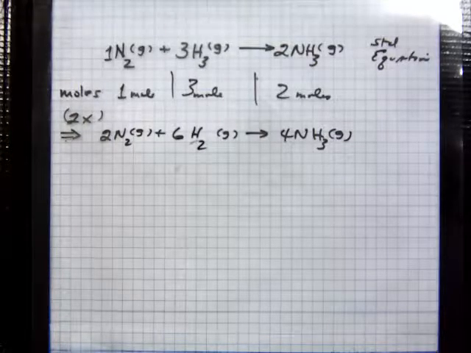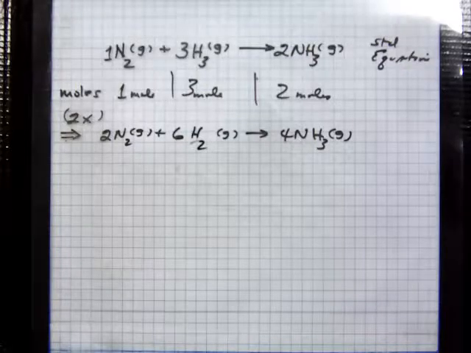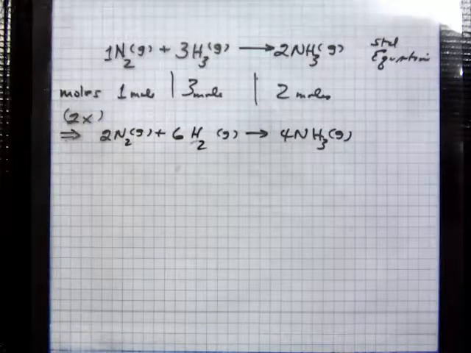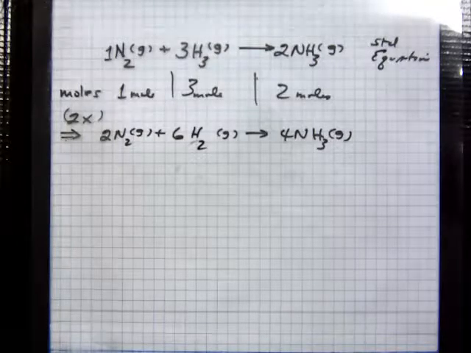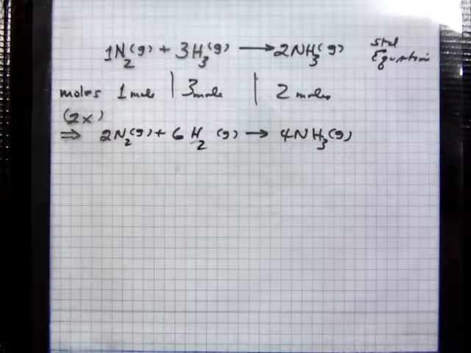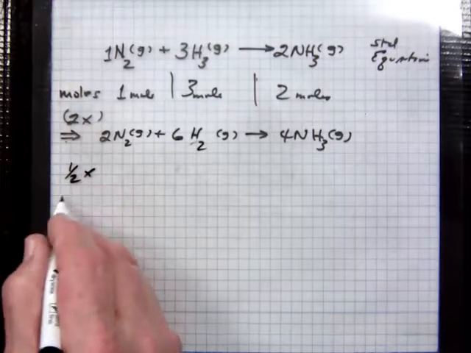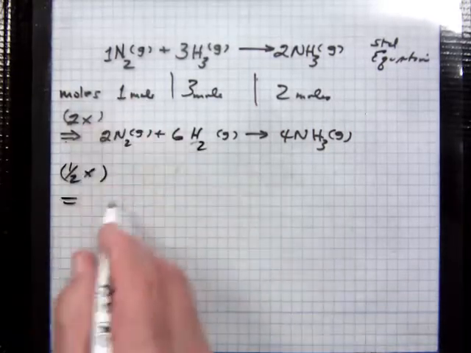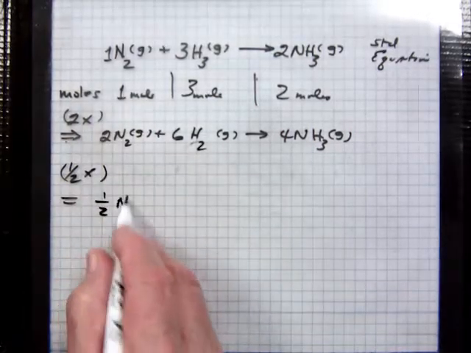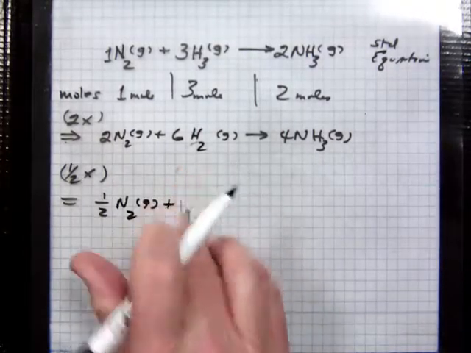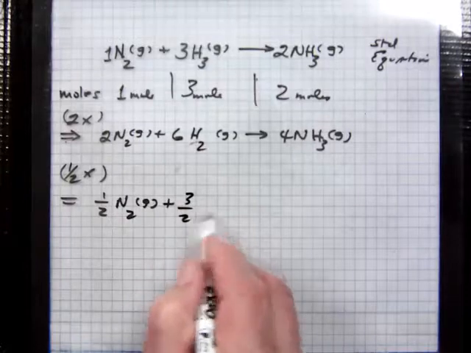You know how to balance equations by inspection and some of the oxidation reduction process. But whether it's oxidation reduction, metathesis, regardless, those mole numbers are always proportional. If I want to cut everything in half, what would happen? Well, that would be 1/2 N2 gas, 3/2 H2 gas.